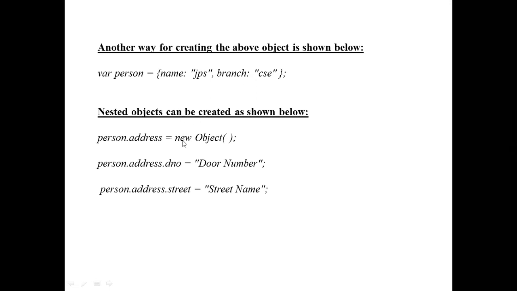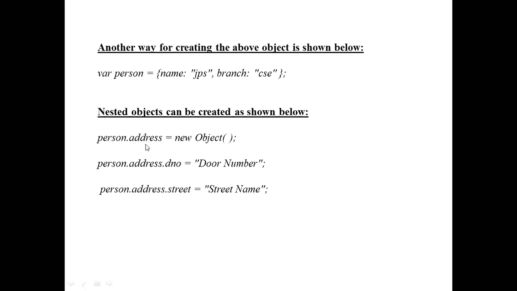Next, nested objects. So here person.address = new Object. Here address is the nested object within the person object. If you want to access the properties of the nested object, address is the nested object in the person, and door number, DNO, is a property of the address object. That address is in the person object. So in this way nested objects can be created.